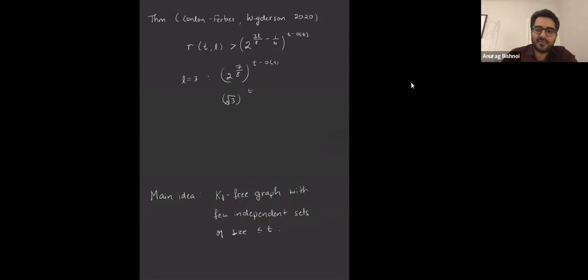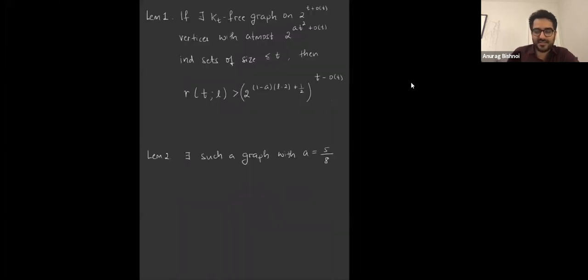So if you have such a graph, so somehow you can construct such a graph, then there is a trick, or there's an argument by Yuval, that tells you that you can really improve the lower bounds on these multicolor diagonal Ramsey numbers. And this is the precise statement. Okay, so that's the main idea, but let's just go through what the precise new result is.